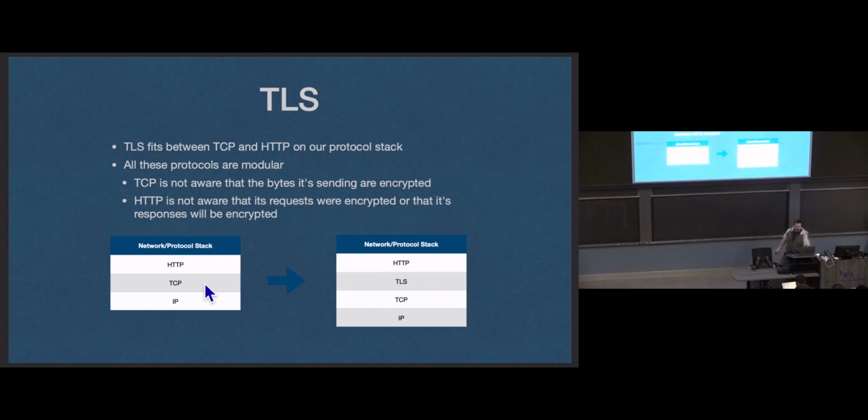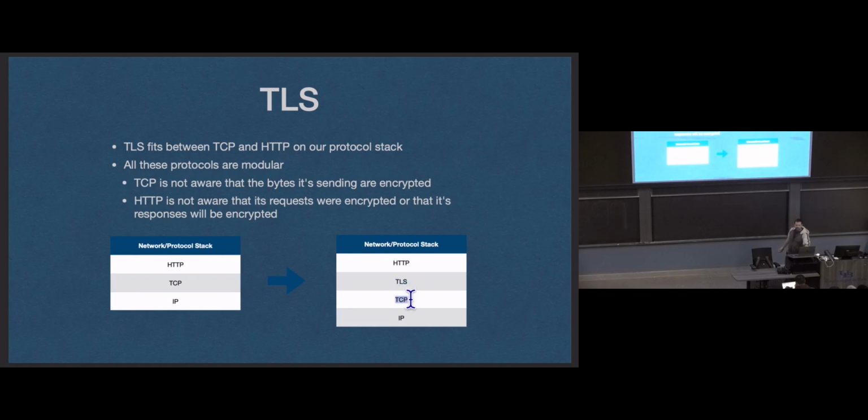So if we open up our network stack, this is how our network stack looked. We have our IP layer, I don't remember the layer names. I'm sure some of y'all do. Take Modern Networking Concepts if you want to see the network stack in depth. But we have our transport layer, TCP, and our application layer, HTTP. TLS is going to go right in between TCP and HTTP.